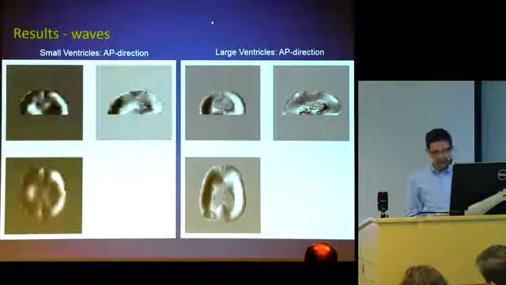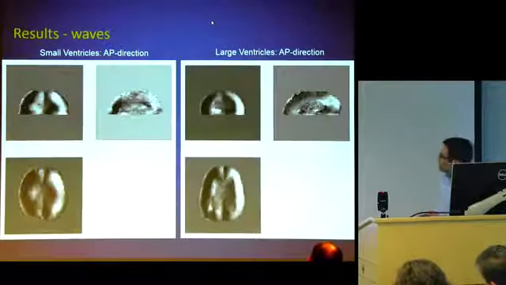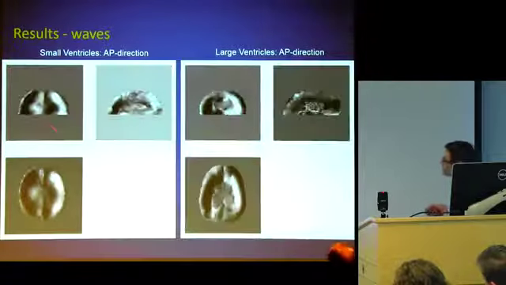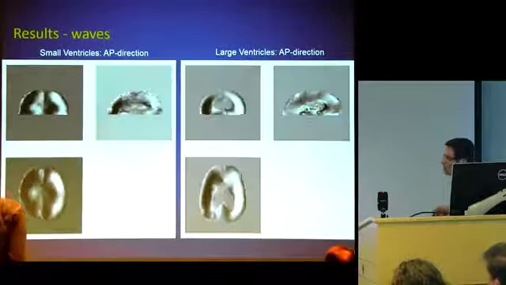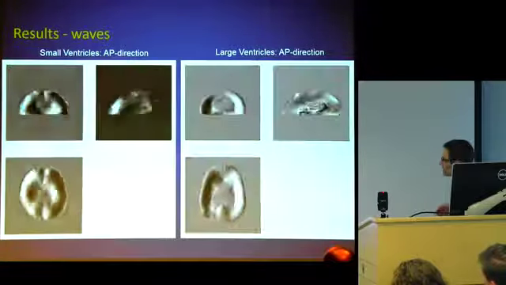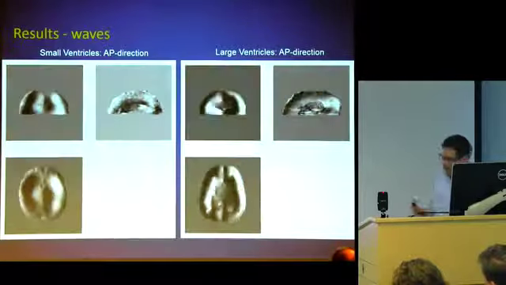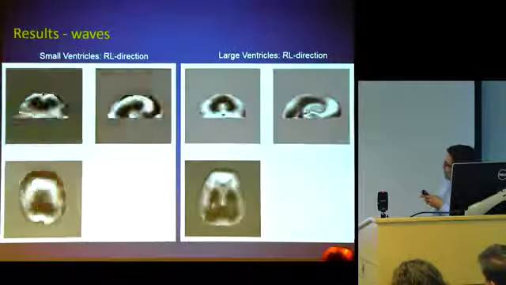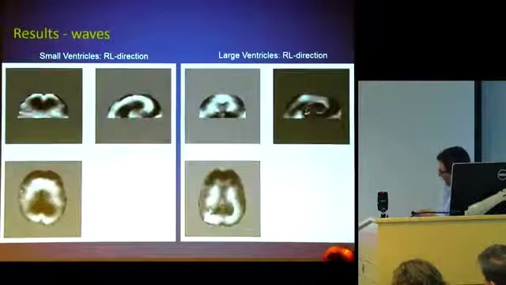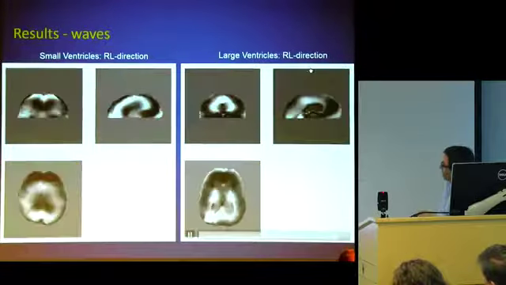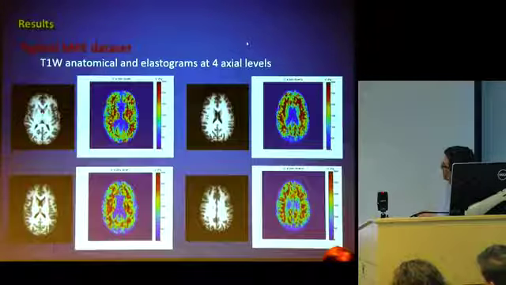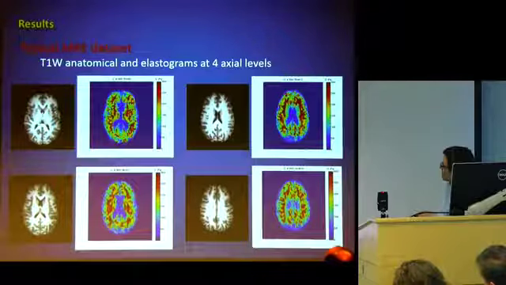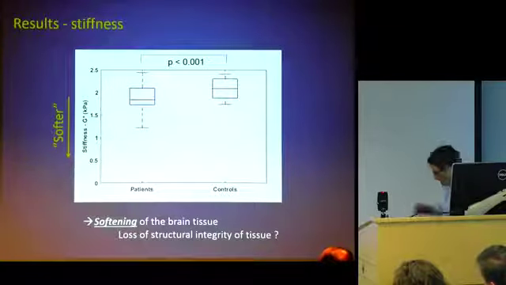So here's some of the results, the waves that we can generate. The tissue is actually moving A to P, and the waves are moving right to left in this case, and again, waves moving right to left. Now the waves are moving inward. So these are some of the, I want to try to get to my results here.